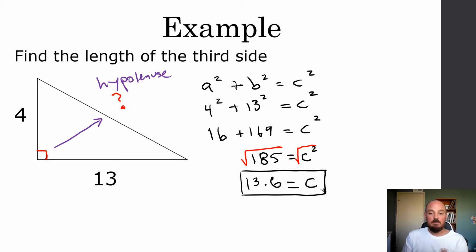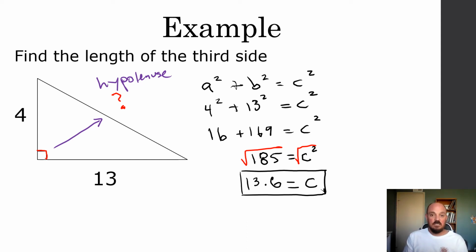So my answer should have been bigger than both 4 and 13, and it is, just by a little bit, but a little bit's enough. The hypotenuse is 13.6, it's the longest side. So I did a squared plus b squared equals c squared. I put the numbers in the right place. I did the work. I used a calculator for the square root part. I got my answer.